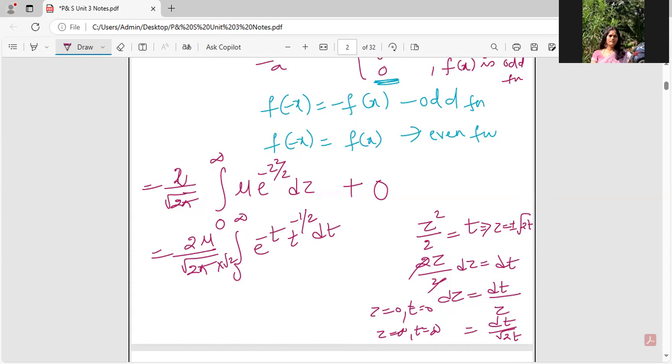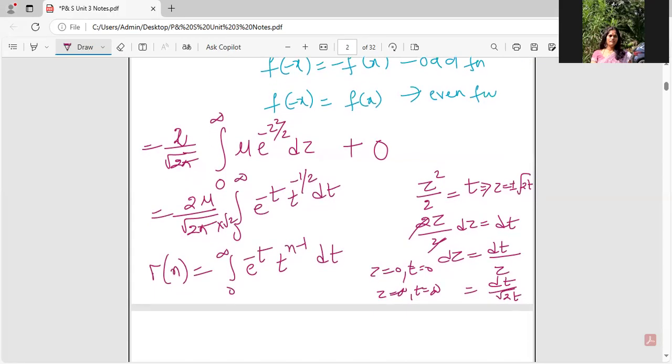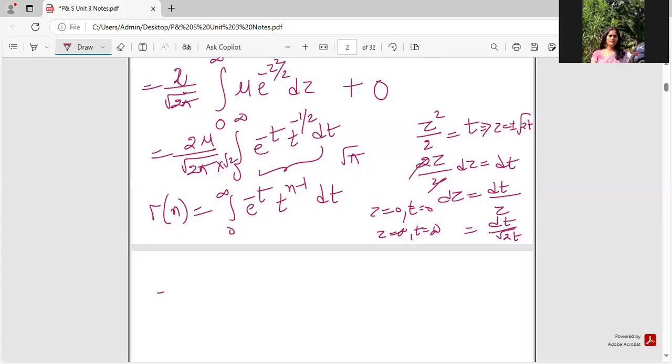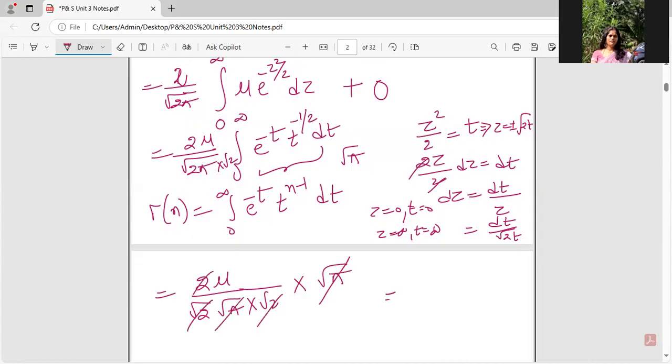Now, this is nothing but a gamma function, guys. The definition of the gamma function is: gamma of n is the integral 0 to infinite of e power minus t, t power n minus 1 dt. So this value turns out to be root pi. I'll explain in the next video how it turns out to be root pi, because it's becoming a lengthy video. This is the root 2, this is the root pi, and the value of that integral turned out to be root pi. So all these things get cancelled off, and finally I'll be left with mu.